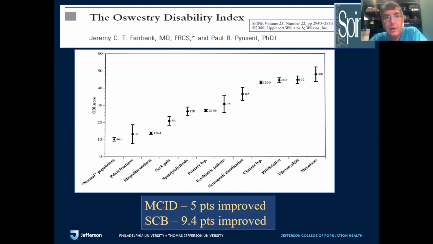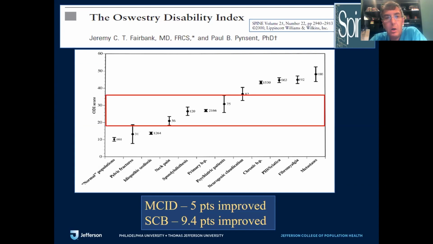And so when you look at the ODI for our patients, typically you're talking in the area of about 20 to 35 in general. In order to get them better, remember we talked about the MCID, the minimal clinically important difference, to improve patients. You need to drop them by 5 points. And if you really are doing great, you want to improve them by 10 points.